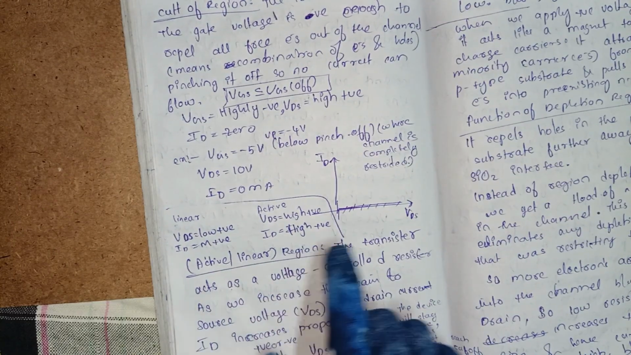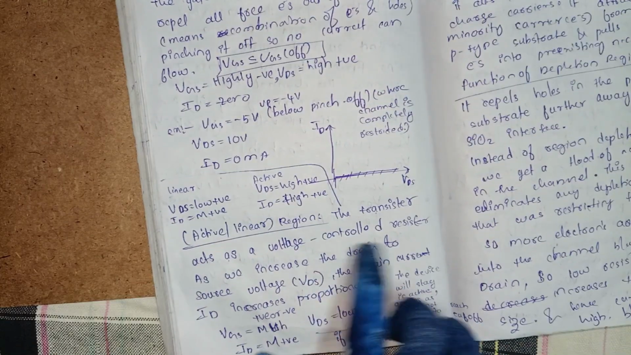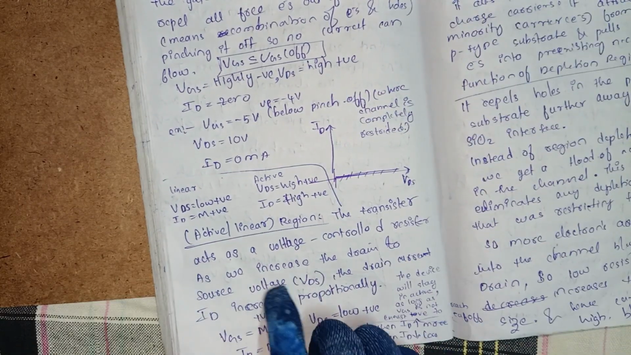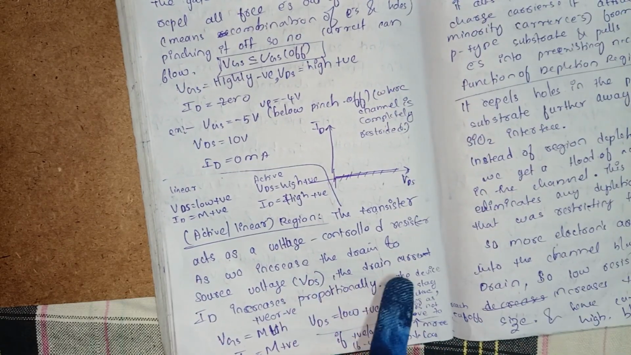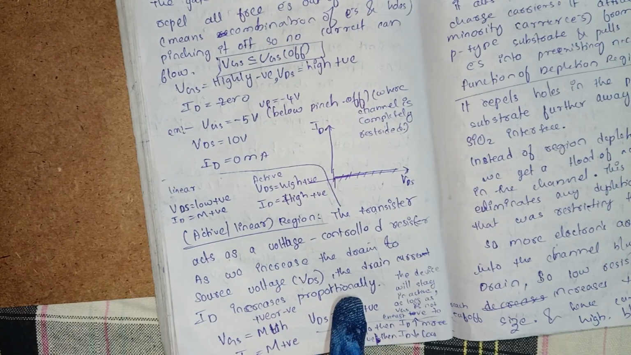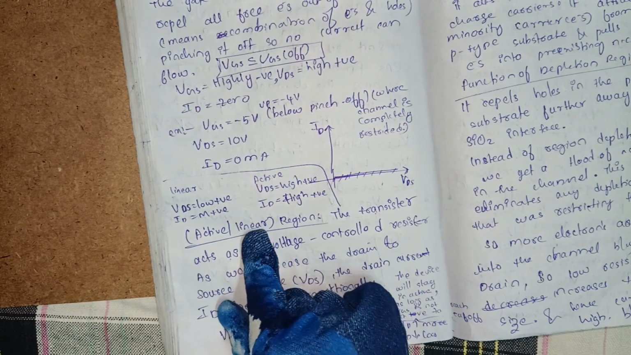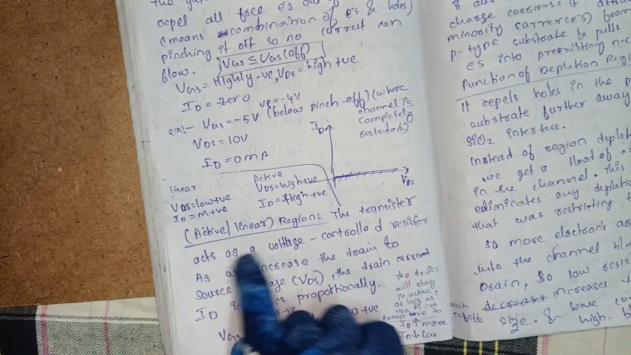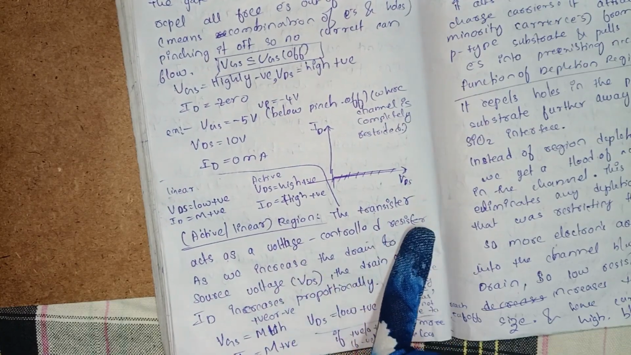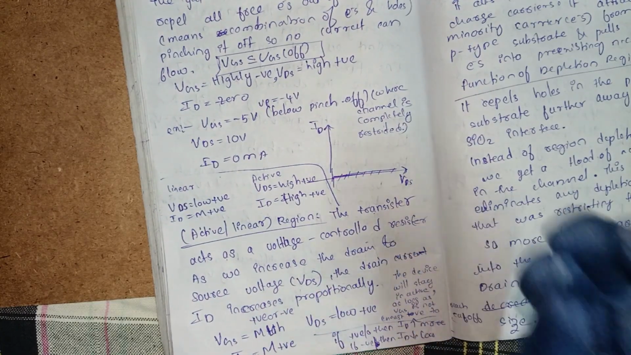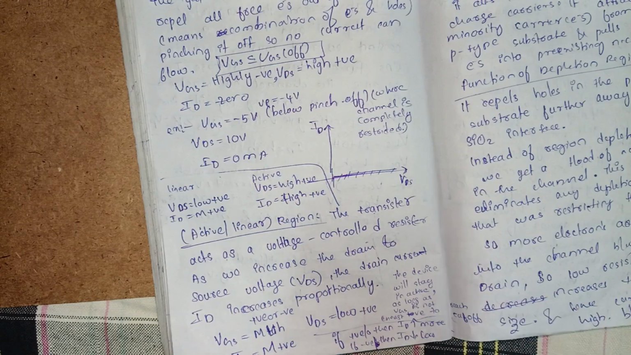Then the active or linear region. The transistor acts as a voltage controlled resistor. As we increase the drain to source voltage VDS, the drain current ID increases proportionally. So I am talking about the linear region here. As we are increasing VDS, the ID current is increasing. That's why we are calling it a voltage controlled resistor.